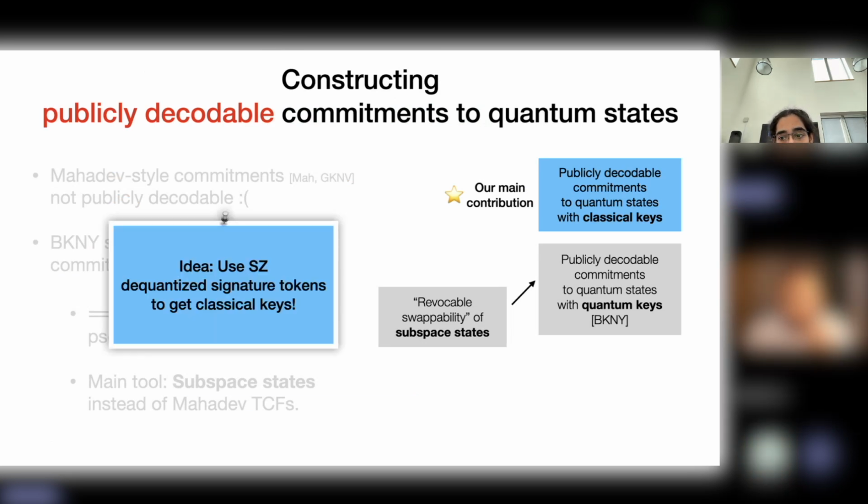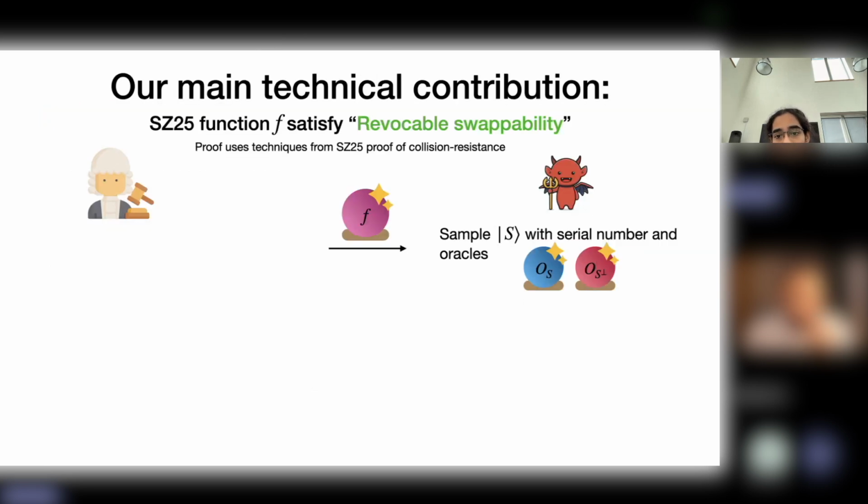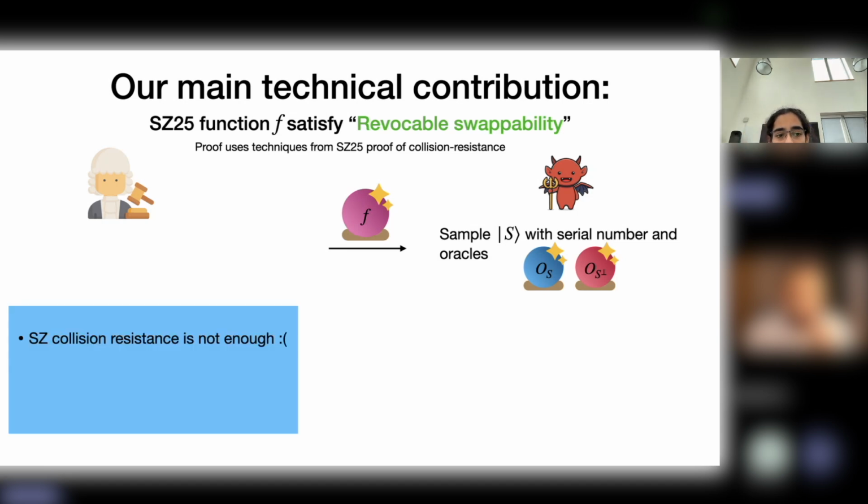So a natural thing you could try to do is to use the Shmueli-Zhandry dequantized signature tokens to sort of go from these subspace state commitment keys to classical keys, right? And so, okay, you could try doing that. But then the guarantees of these one-shot signatures are actually not enough, right? All it proves is collision resistance. You can't come up with two vectors in S0 and S1, but it doesn't say anything about this revocable swappability property.